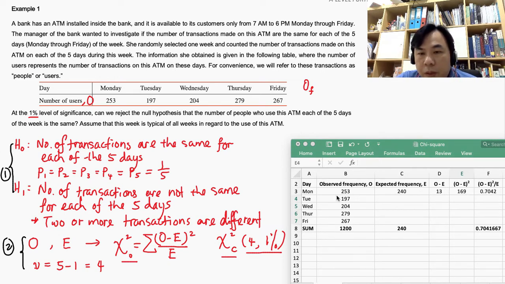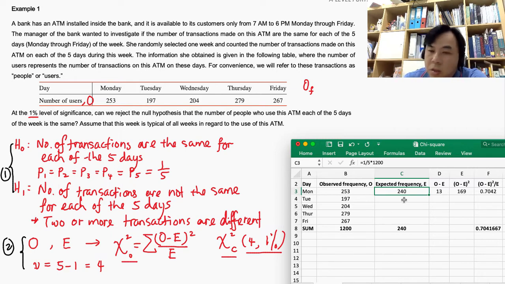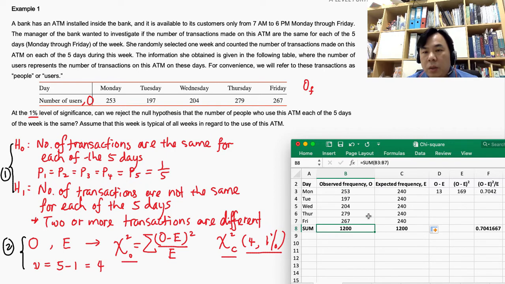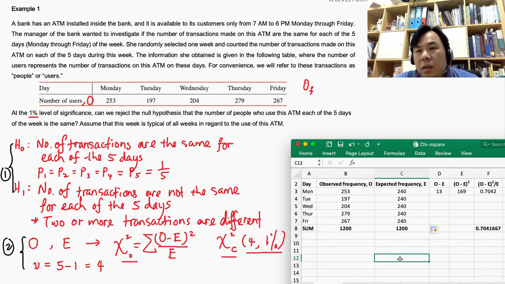So, step number two. We have obtained our observed frequency. Here is our observed frequency. And then this is our expected frequency. Okay. So, we expect that each day will have the same number of transactions. So generally that means each is 1/5 of the total sample size. So total sample size is 1,200 here, right? So let's look at the second one. The second one must be exactly the same there, right? So that would be 240 there, right? And then do check that the total observed frequency and the total expected frequency must tally. Right. Now that is the rule.